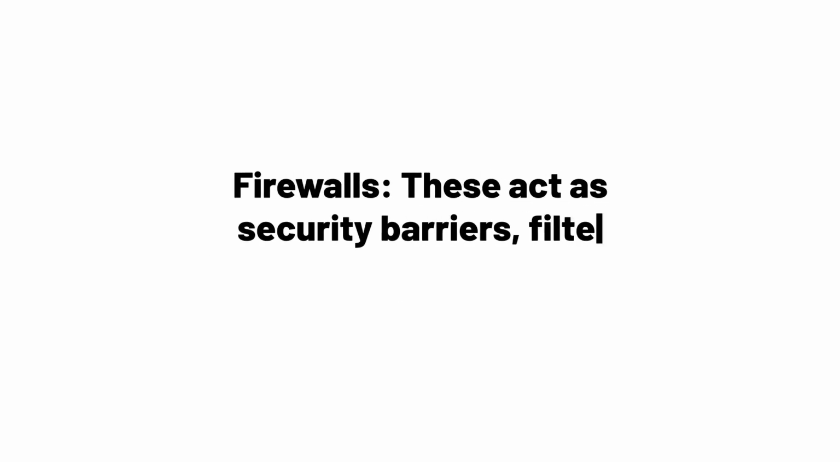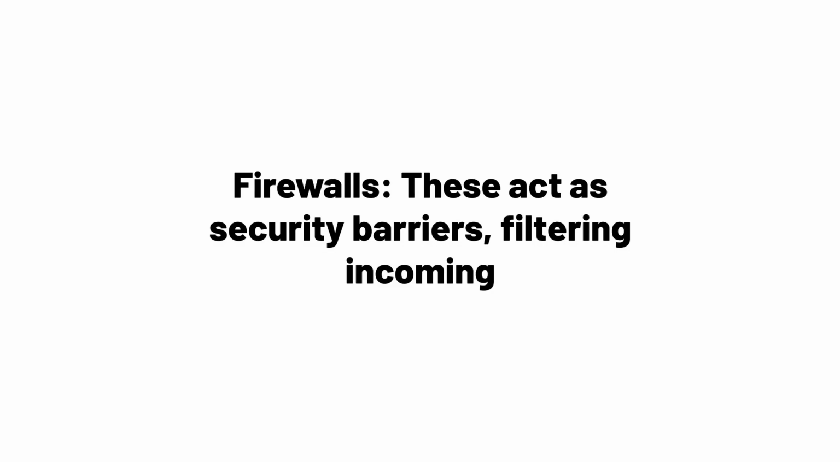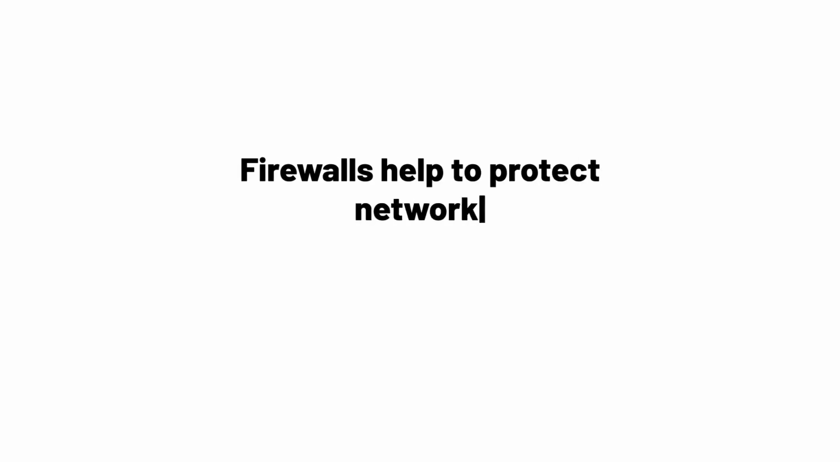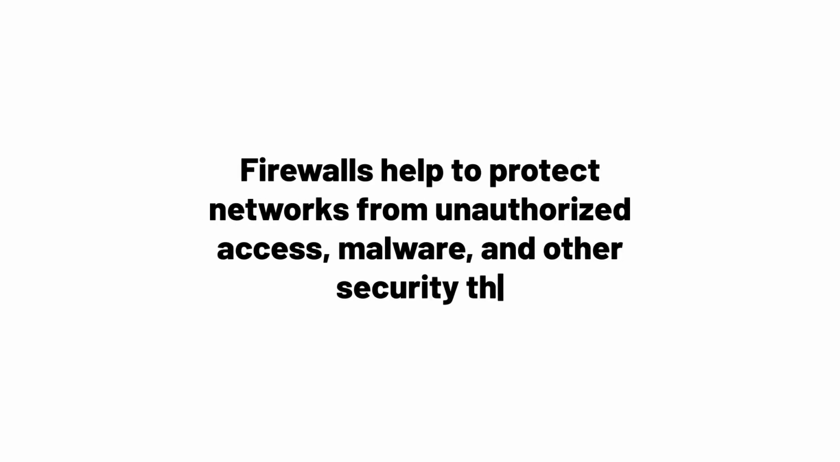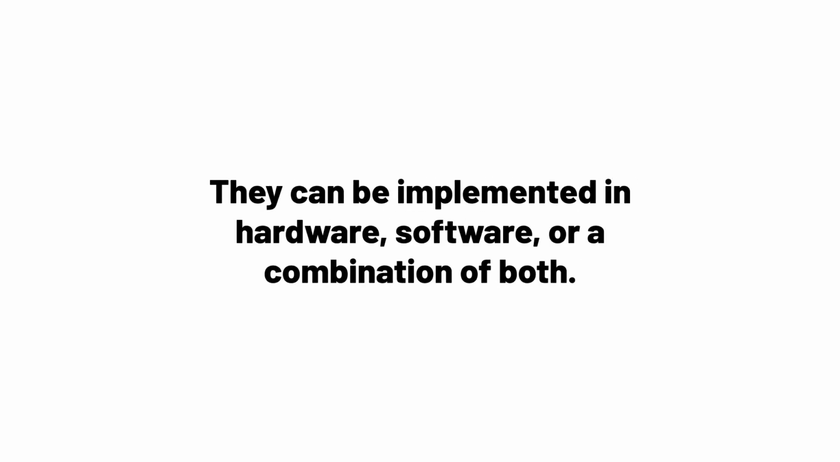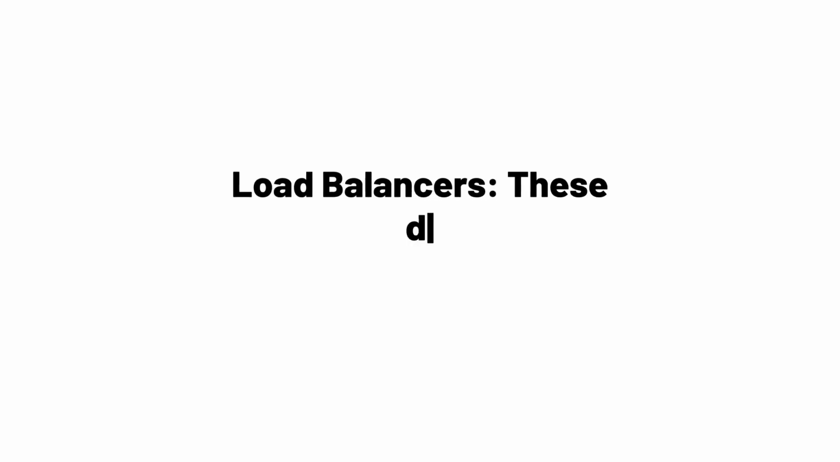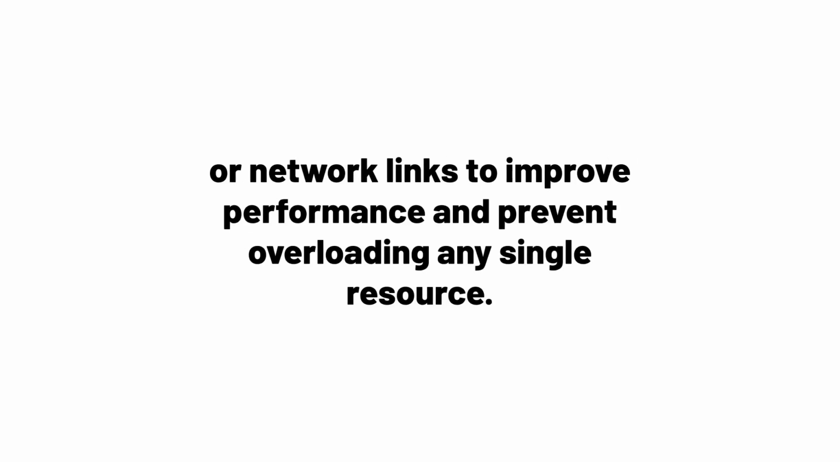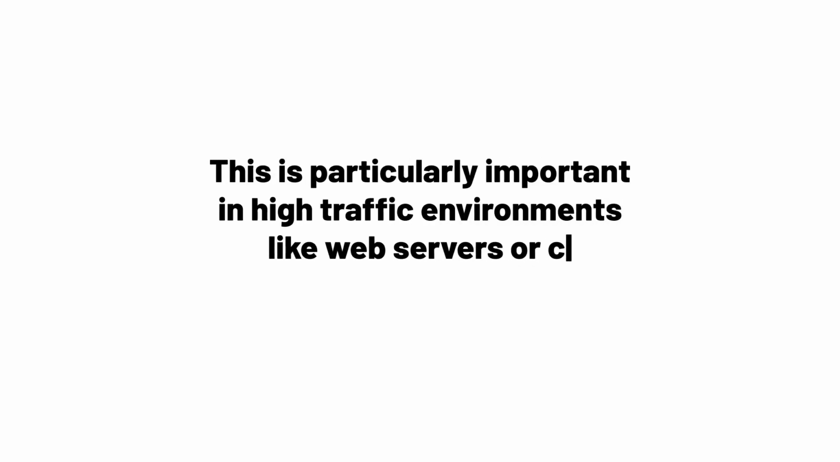Firewalls: these act as security barriers, filtering incoming and outgoing traffic based on predefined rules. Firewalls help to protect networks from unauthorized access, malware, and other security threats. They can be implemented in hardware, software, or a combination of both. Load balancers: these distribute network traffic across multiple servers or network links to improve performance and prevent overloading any single resource. This is particularly important in high-traffic environments like web servers or cloud computing environments.